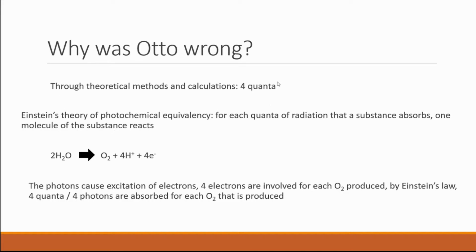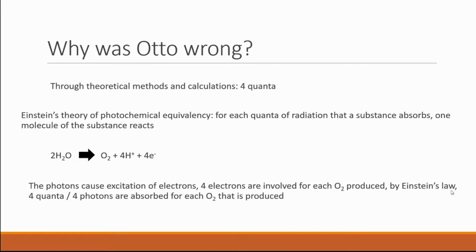So through theoretical methods and calculation, an amount of energy that corresponds to 4 photon particles is required. And that happens through Einstein's theory of photochemical equivalency, which states that for each quanta of radiation that a substance absorbs, one molecule of the substance reacts. So since photons cause the excitement of electrons within the chlorophyll when the photons are absorbed, basically Einstein's theory states that one photon excites one electron, so that happens in a 1-to-1 ratio as the theory suggests. So if you look at the bottom here, this is the formula for the splitting of water to generate one oxygen molecule. So you can see that this reaction involves 4 electrons.